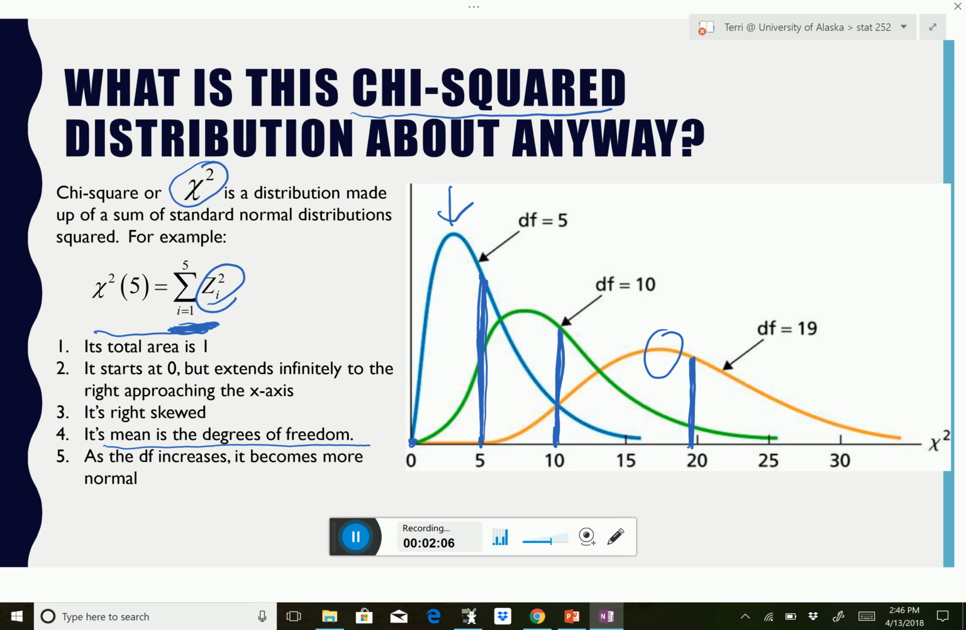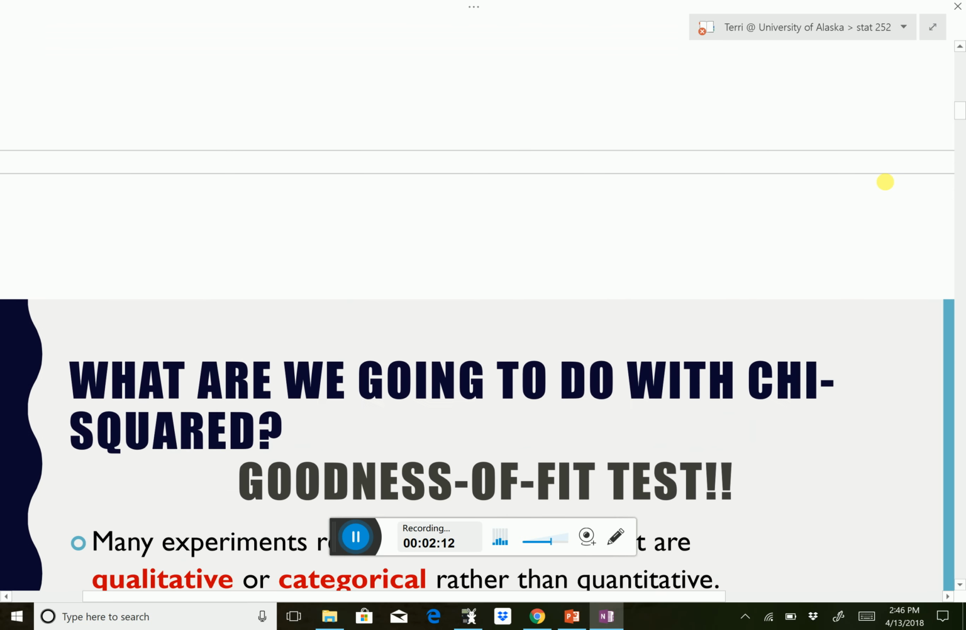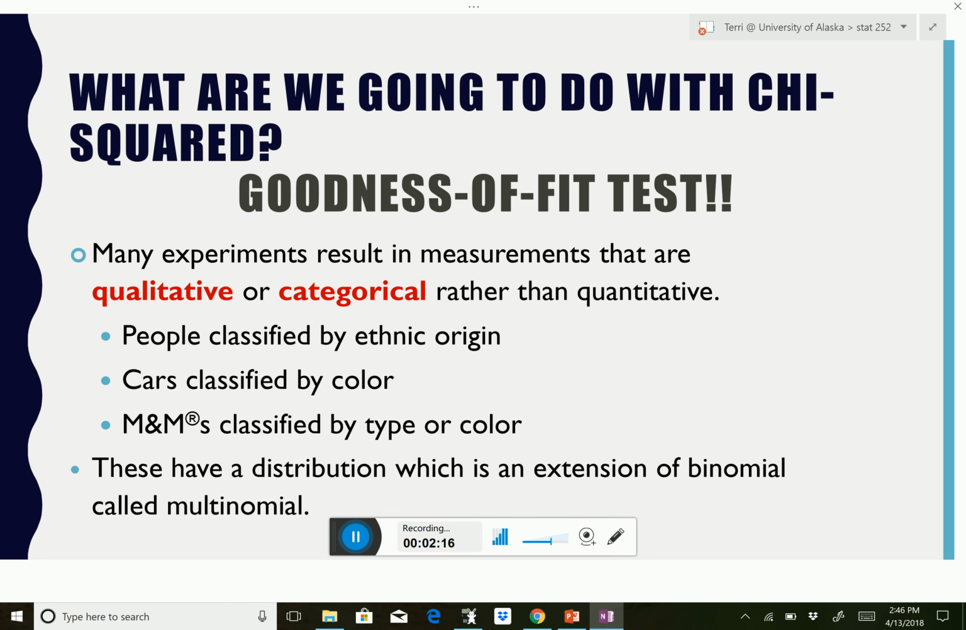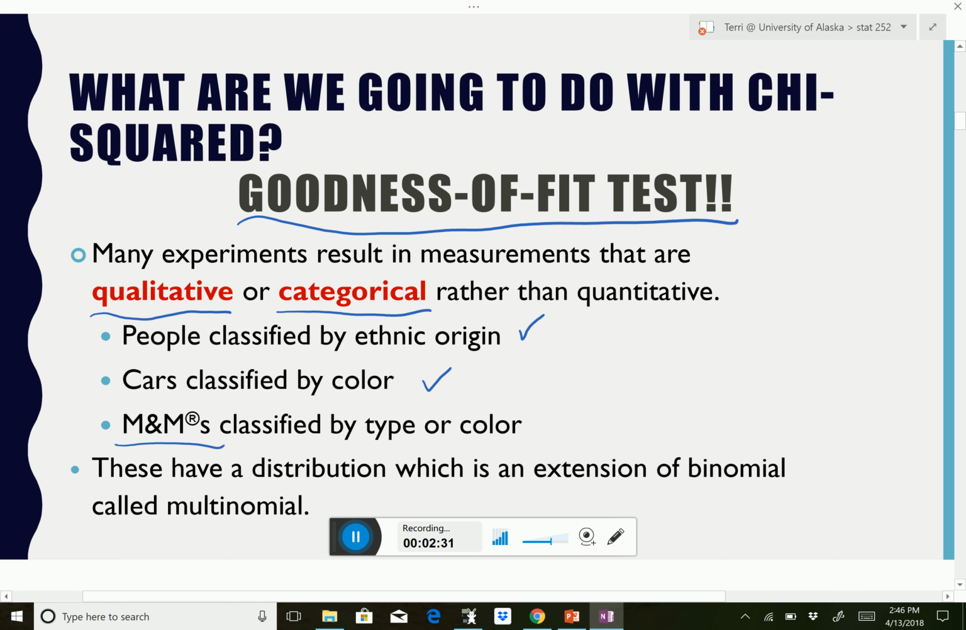And it's used for actually quite a few things. What we're going to use it for is goodness of fit tests. A goodness of fit test sounds kind of a weird thing, like what are we doing? But what we're talking about is, like I said, qualitative or categorical data. Maybe ethnic origins, cars by color, M&Ms. We're definitely going to talk more about M&Ms because you know how I like to talk about M&Ms.